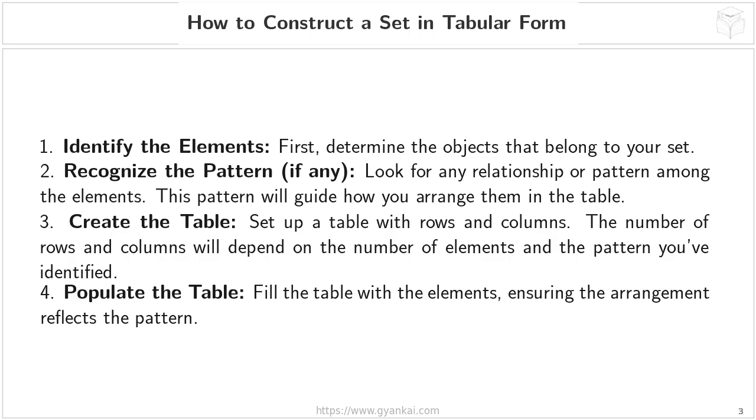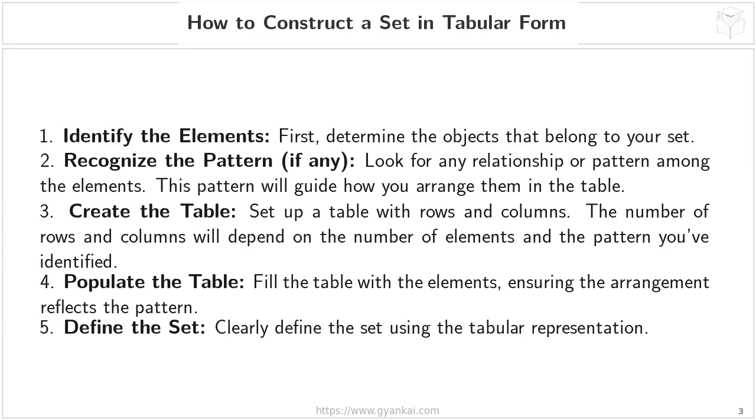This is where you actually fill in the table with the elements you identified. The key here is to make sure the arrangement reflects the pattern you found earlier. If you've correctly identified the pattern, the table should visually demonstrate the relationship between the elements. Think of it like carefully placing each piece according to the blueprint. Finally, once your table is complete, you need to clearly define the set using this tabular representation. This means stating what the set represents and then presenting the table as the complete definition of that set. We'll see exactly how this looks in the examples on the next slide.